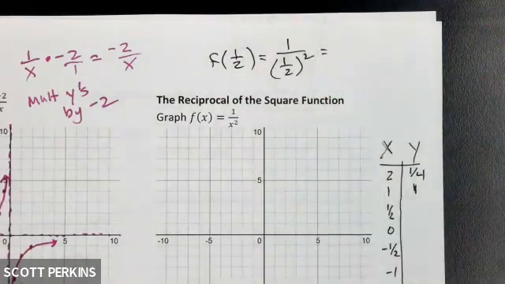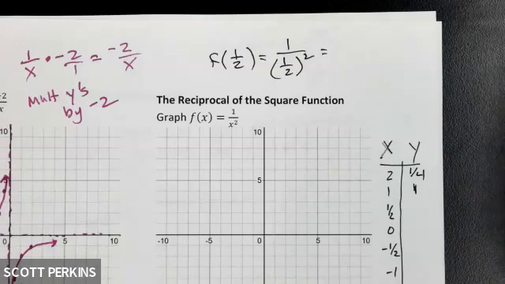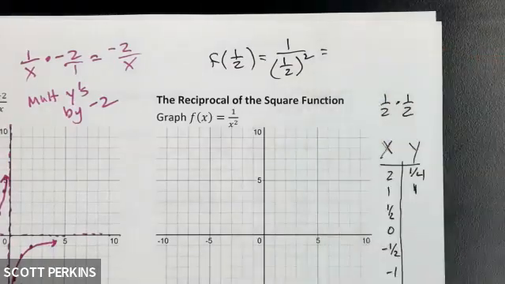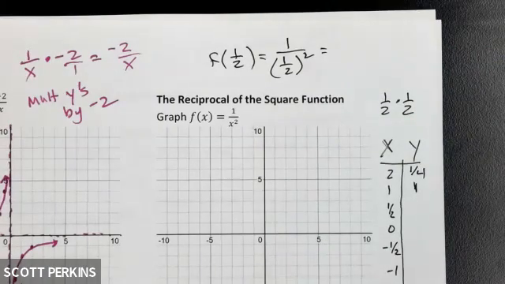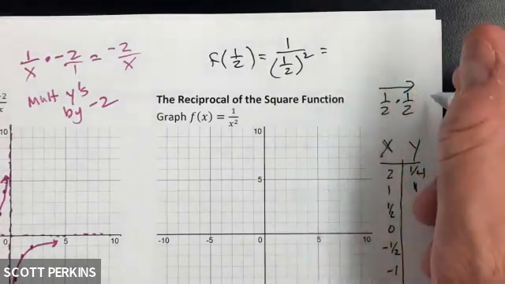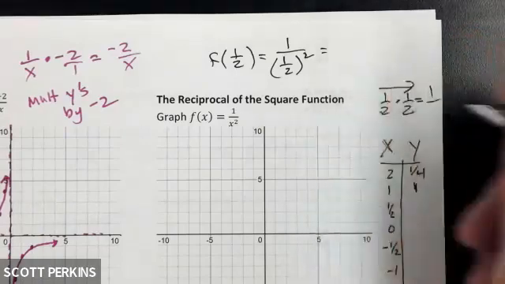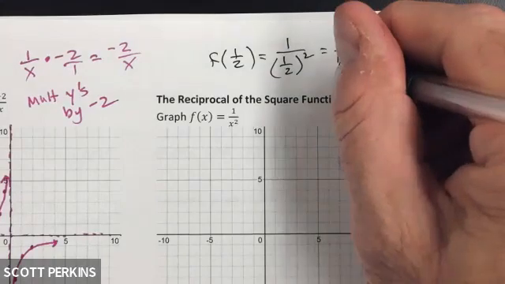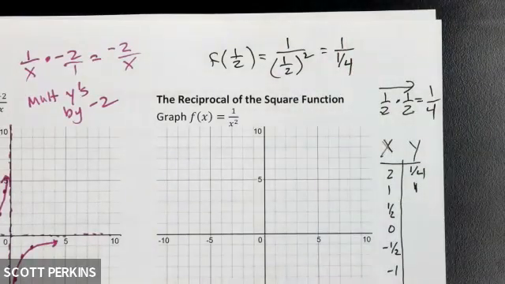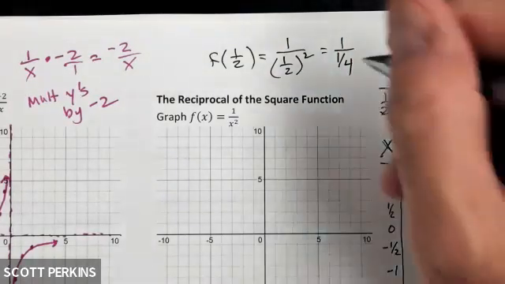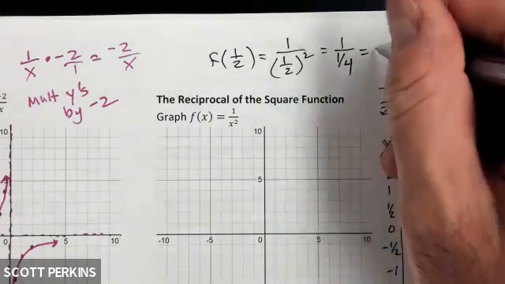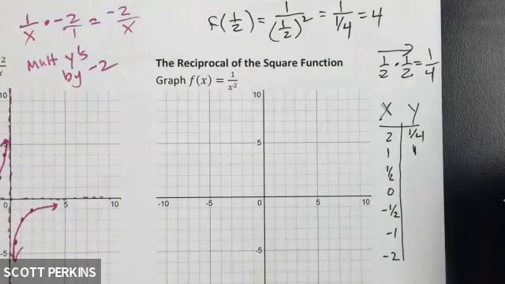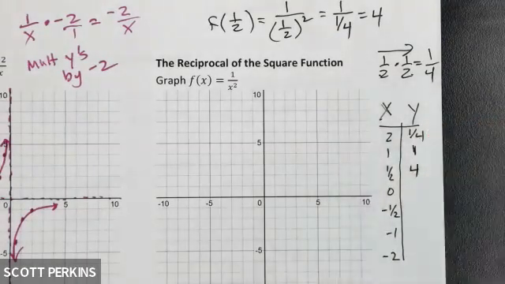Well, 1/2 squared, in case this is where your trouble is coming from, I'm going to do my scratch work right here. 1/2 times 1/2. Multiplying fractions means I multiply the tops and I multiply the bottoms. When I multiply the tops, I get 1. When I multiply the bottoms, I get 4. So I have 1 over 1/4. That's the reciprocal of 1/4, and somebody said it, and I appreciate it. The reciprocal of 1/4 is 4. So when I put 1/2 in, I end up with 4.